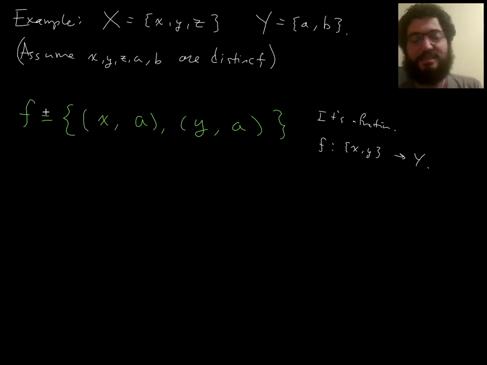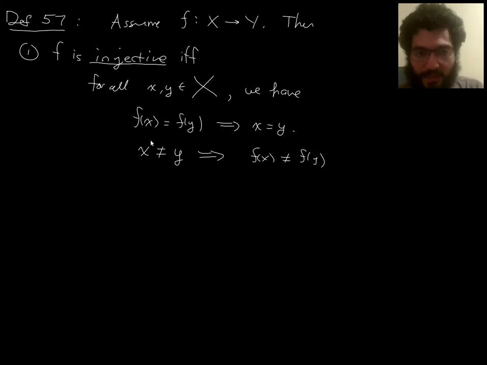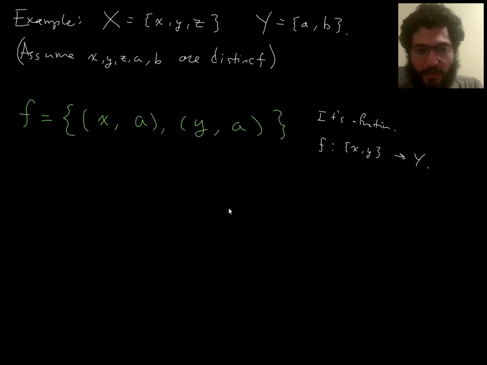Question, is this injective? So to check that it's injective, you need to verify that whenever two inputs are different, the outputs also end up being different. So with this, x and y are different. We have x is not equal to y. That's because I'm assuming they're all distinct. Everything's distinct.